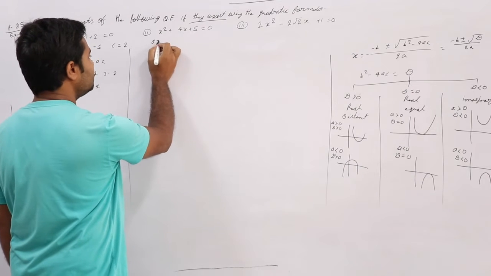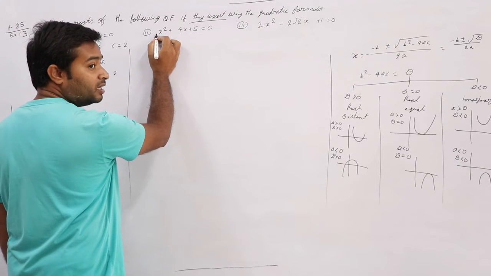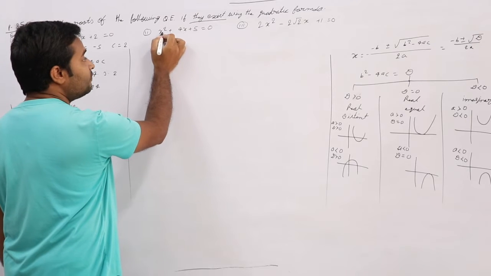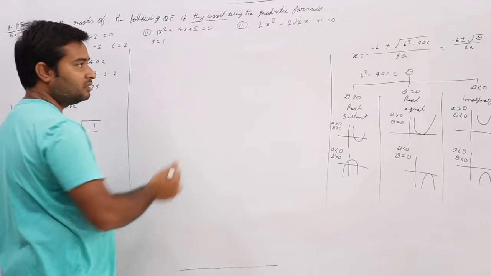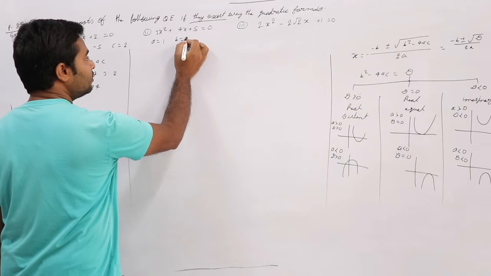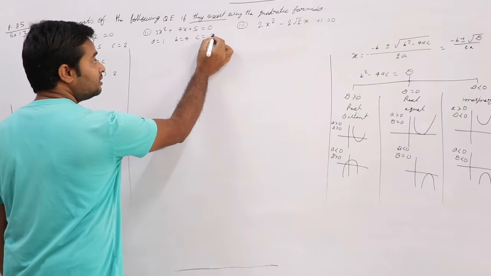Here a is equal to 1. Coefficient of x square is 1 only, so a is equal to 1, b is equal to 4, and c is equal to 5.